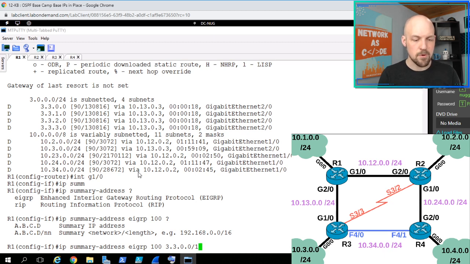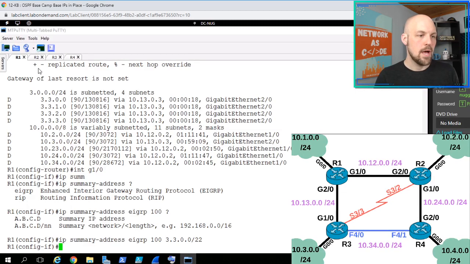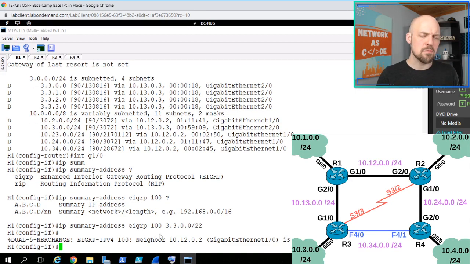So I could actually summarize this with a 24 minus 2, which is a /22. Okay, this would be the best way to summarize this network. All right, so let's go ahead and try this. 3.3.0.0/22. And EIGRP is going to do a little bit of a pseudo hiccup. It's kind of funny. It says it's going to resync because there was a summary configured.